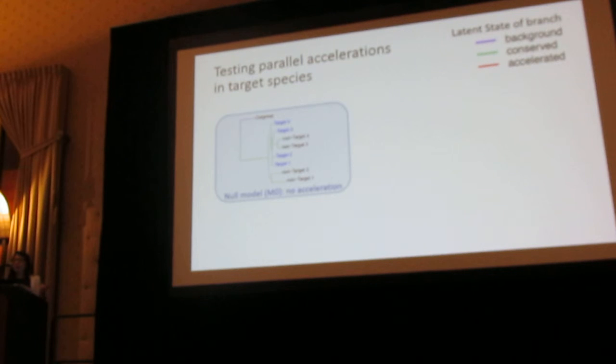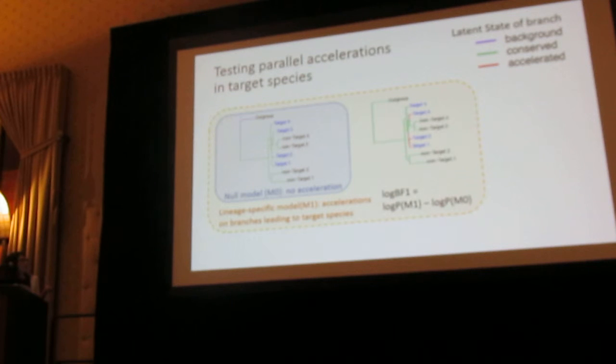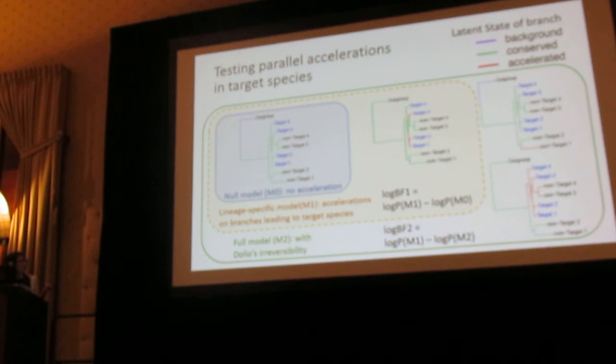First, the null model, M0. In the null model, we allow no accelerations across all the branches. In the lineage-specific model, M1, we only allow acceleration to happen on the branches leading to the target species. In the full model, M2, we don't have any constraint on the latent states besides irreversibility, which means once an element has lost conservation, it cannot regain conservation. And we compute the Bayes factor between M1 and M0. This Bayes factor is mainly to identify the elements that show acceleration in target species.